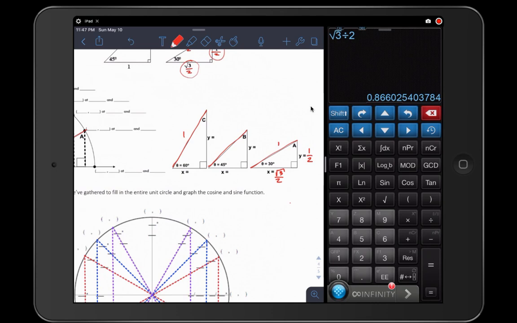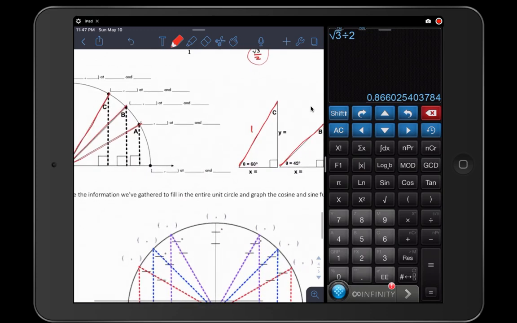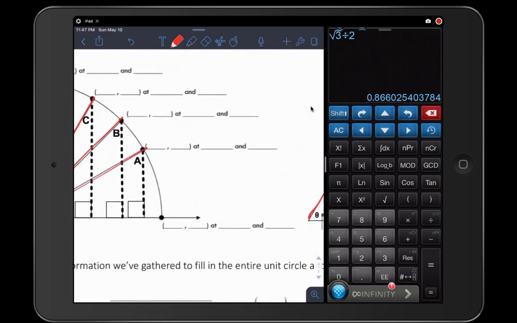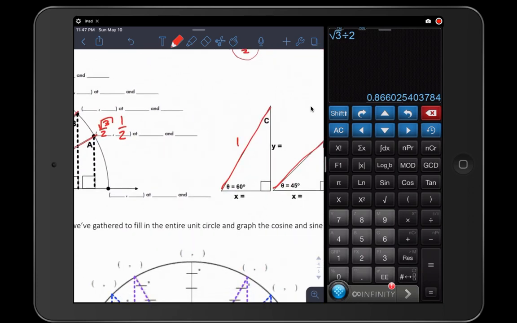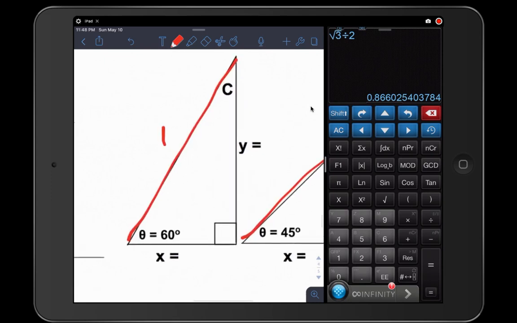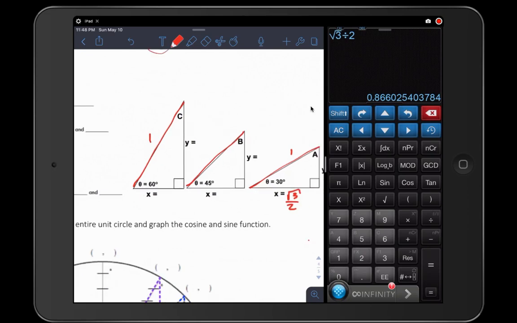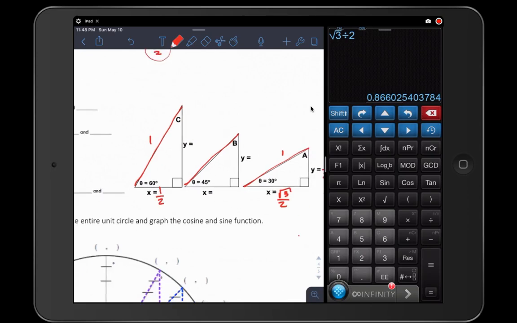All right, so since we know that the x is root 3 over 2, that means the x value of that point is root 3 over 2. And we know the y value is 1/2, so we put 1/2 there. Let's look also at this triangle here. It is the same triangle as we just looked at, but it's just flipped. So we know the x is 1/2 and the y is root 3 over 2.